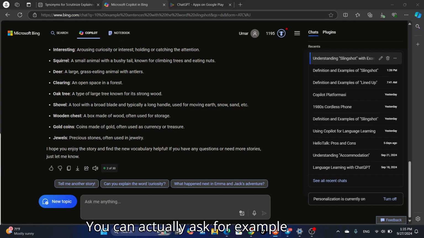You can actually ask for example sentences without having to ask for a story. But when you read stories, additionally, it boosts your reading comprehension and speed. So we have asked for defining words and 10 example sentences. I could ask for 15 or 20. There is no limitation usually. You can ask for whatever number.